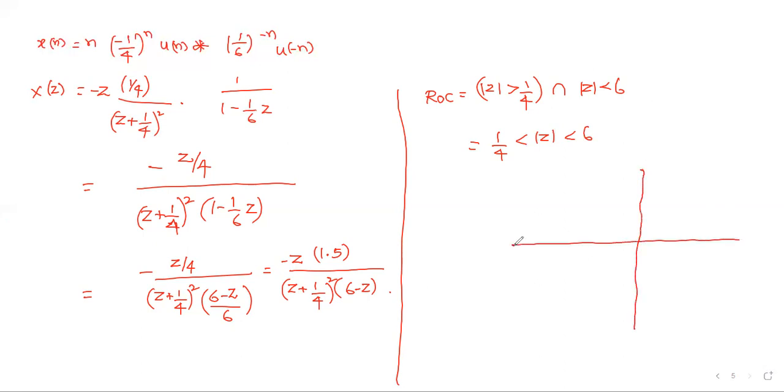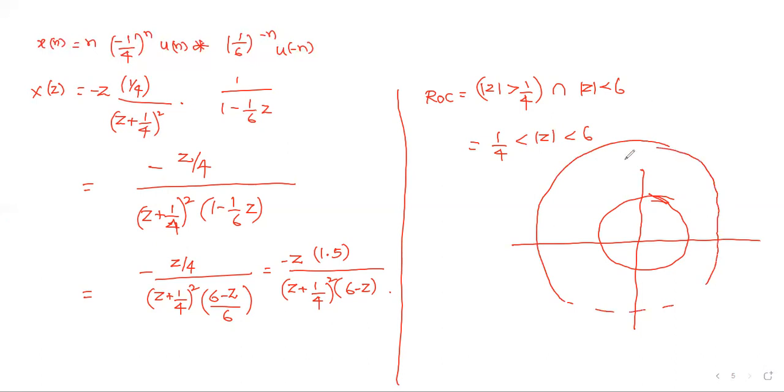Let me draw here. So this is the z equal to 1 by 4 circle and z equal to 6 radius circle. This is the 6 radius, so mod z is equal to 6. This is mod z equal to 1 by 4. The ROC will exist in between these two. It's like a ring shape. That is because one is right sided and the other one is left sided. You can see that. That is why.